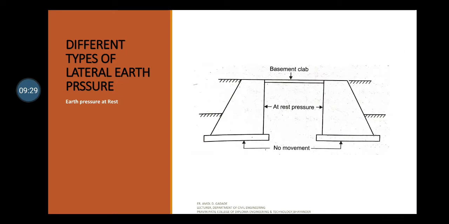This is earth pressure at rest. When the soil mass is not subjected to any lateral yielding or movement, it is called earth pressure at rest. The following figure shows the basement retaining wall, which is retained against movement by the basement slab provided at their tops.